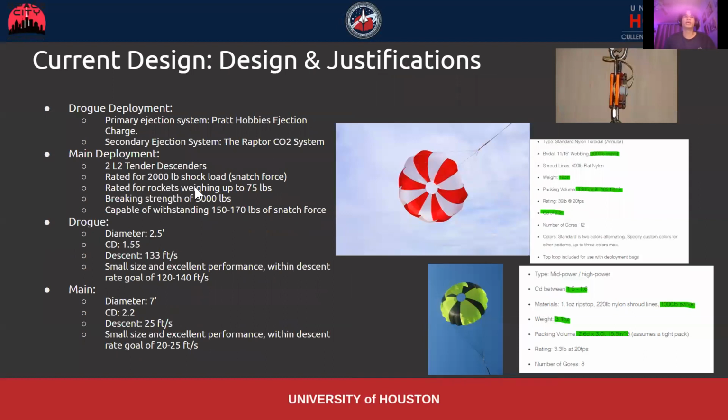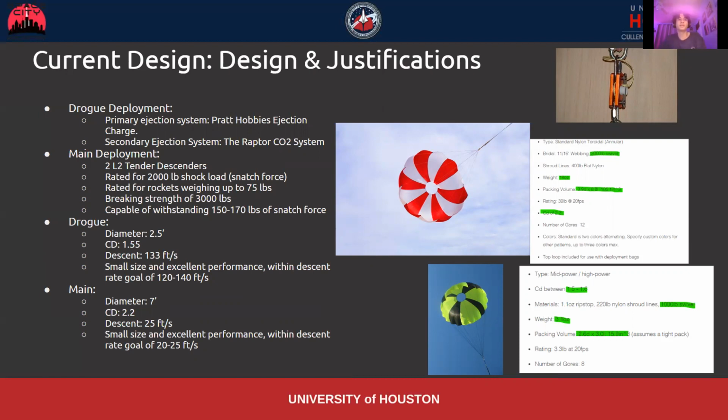Moving on here, the drogue and the ejection systems, those stay the same. The main deployment, we had the L2 tender descenders now. The drogue, we changed the parachutes out now because we didn't have to worry about the relative descent rates. So now we had a 2.5 feet diameter drogue with a coefficient of drag of 1.55, and we had a descent rate of 133 feet per second. Its small size and excellent performance, and it's within the range that we were aiming for.